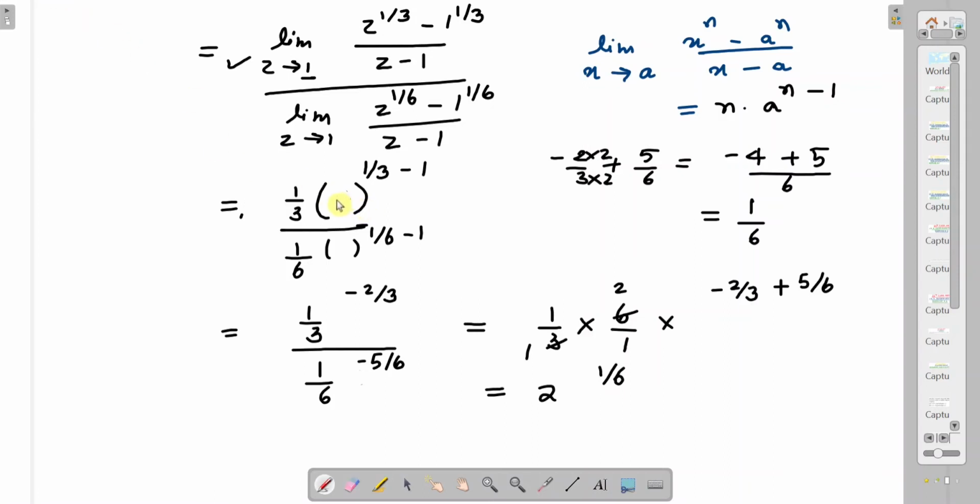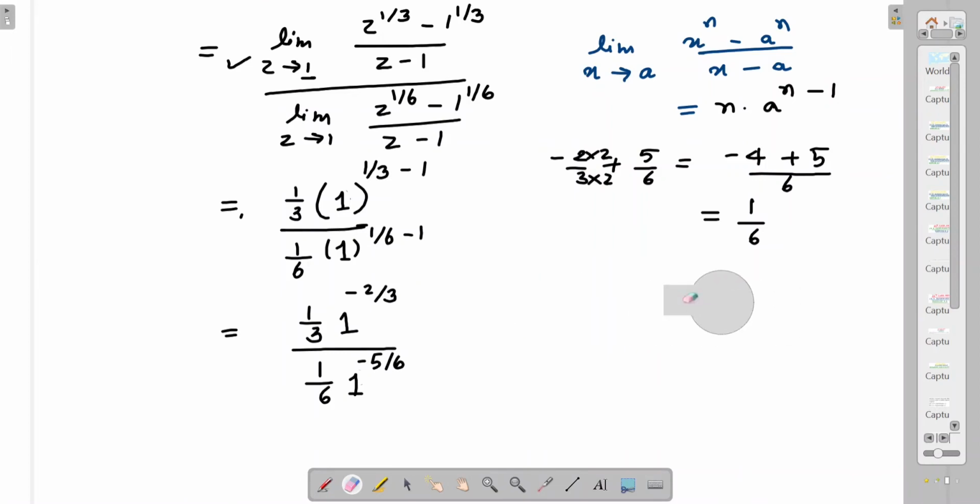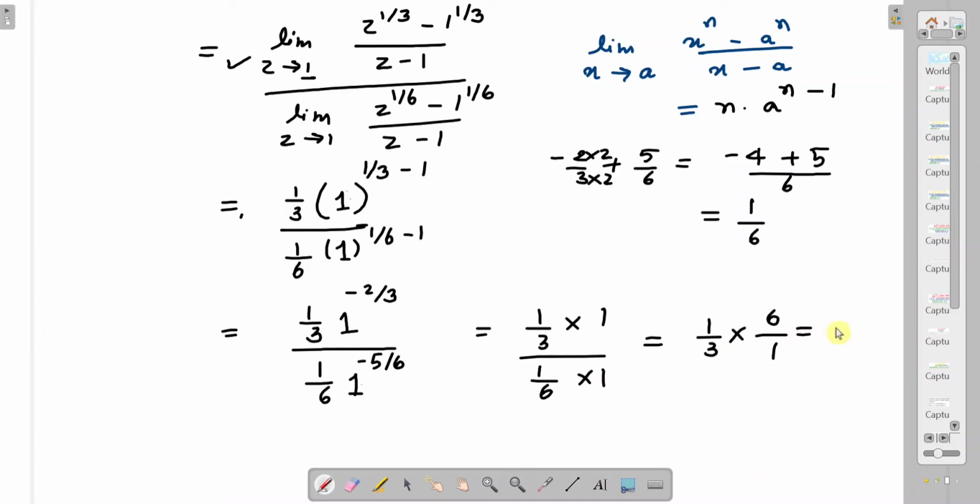Okay, so n is 1 by 3 and a is 1 here, similarly here, so I'll get 1 raised to minus 2 by 3, 1 raised to minus 5 by 6. So you can see you will get 1 by 3 multiplied by 1 divided by 1 by 6 multiplied by 1, and that will be nothing but 1 by 3 multiplied by 6 by 1, and so that will be 2. Answer is 2.